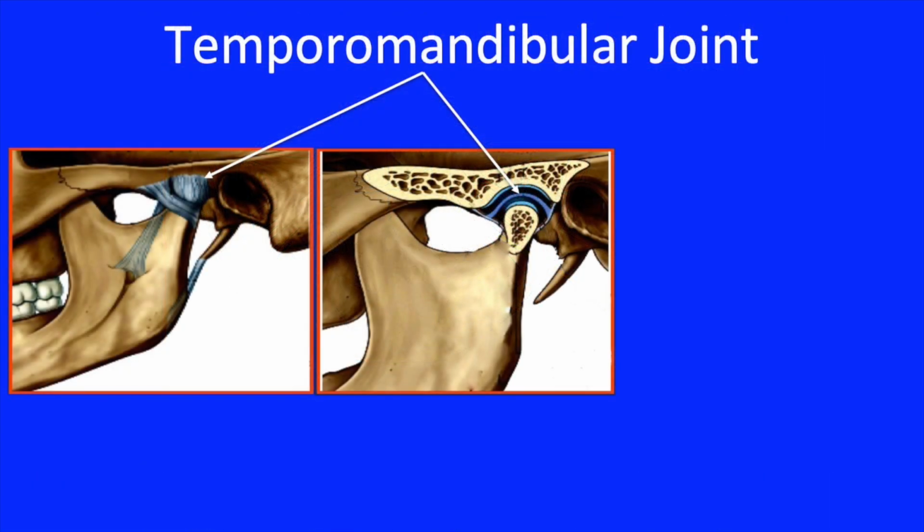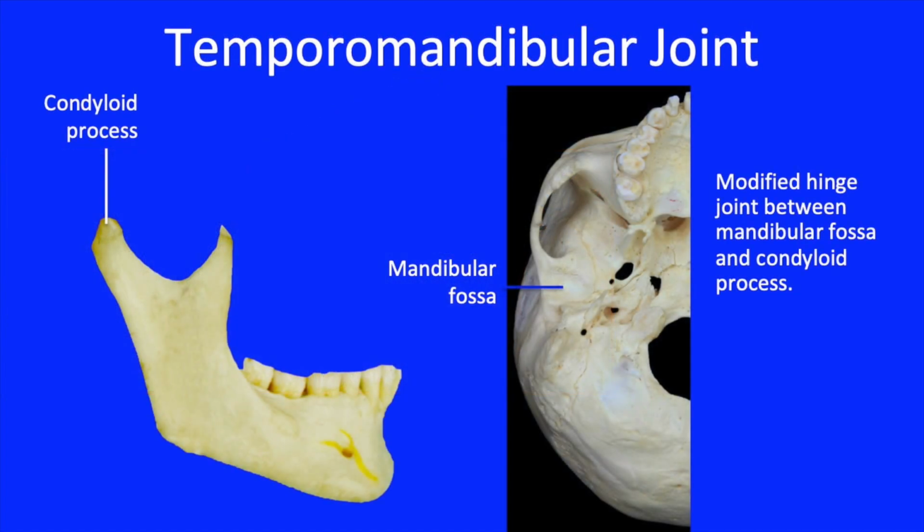The muscles that we just discussed are, as a group, called the muscles of mastication. So what is mastication? Simply put, it is the action of chewing between the teeth and takes place because the temporomandibular joint, shown in the slide, allows for grinding between the upper and lower jaws. The temporomandibular joint is a modified hinge joint between the mandibular fossa of the temporal bone and the condyloid process of the mandible.